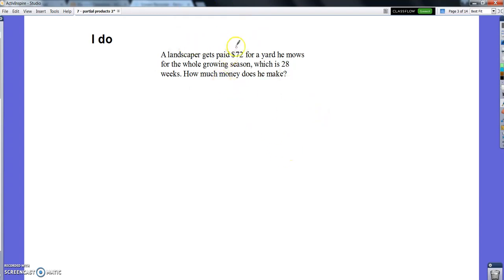So a landscaper gets paid $72 for a yard he mows for the whole growing season, which is 28 weeks. How much money does he make from mowing this yard? So he's going to make 72 times $28. All right, so I'm going to have four partial products here. Here's how I'm going to do them.